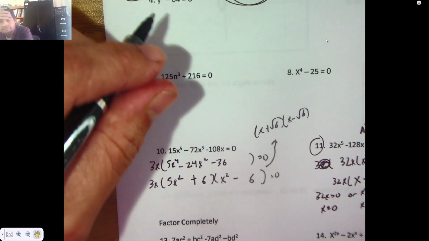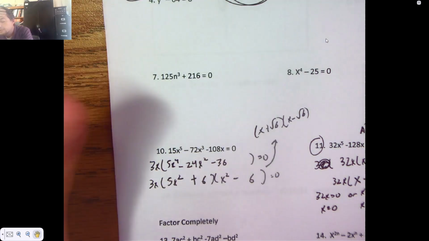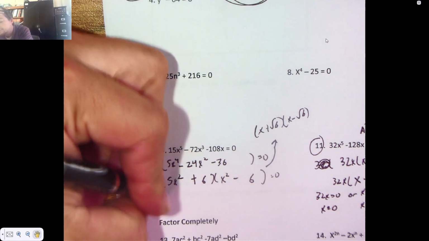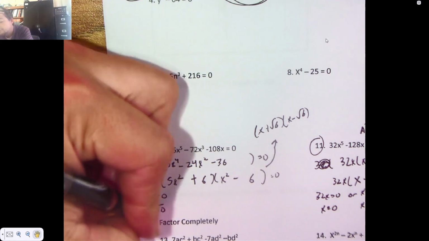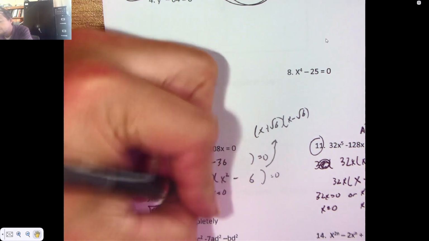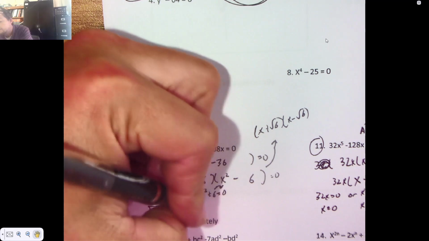It's x plus root 6 and x minus root 6. A handful of kids will see that. A lot of kids won't. But anyways, I take each thing and I set it equal to 0. 3x is 0, so there's an x value of 0. Or 5x squared plus 6 is 0. And if you just do your two steps, you'll realize real quick these are non-real.